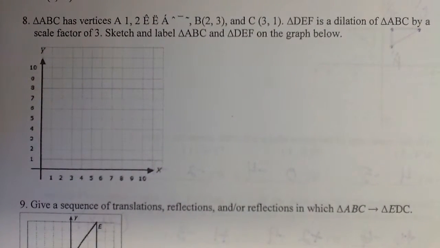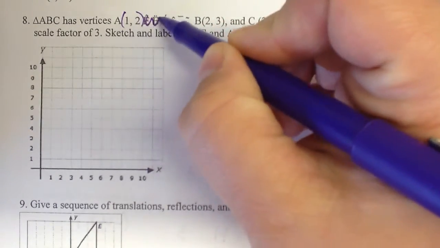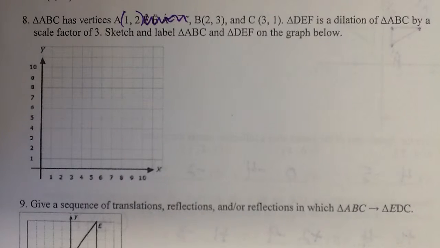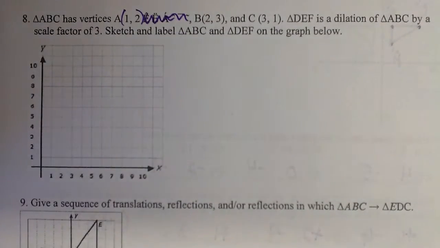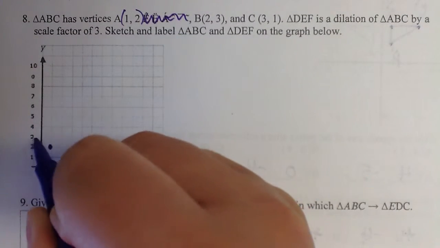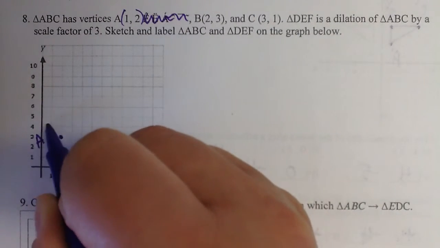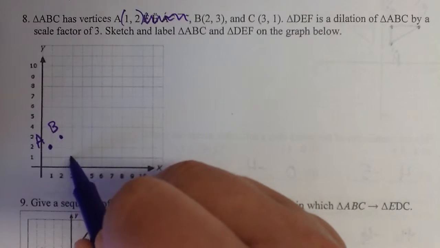Number 8. Triangle ABC has vertices of 1, 2, 2, 3, and 3, 1. Triangle DEF is a dilation of triangle ABC by a scale factor of 3. Sketch and label triangle ABC and triangle DEF on the graph below. Okay, so triangle ABC, A is at 1, 2, B is at 2, 3, and C is at 3, 1.